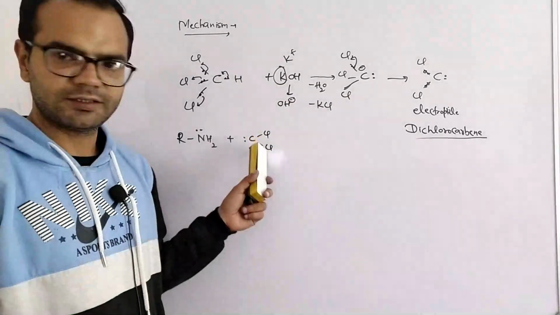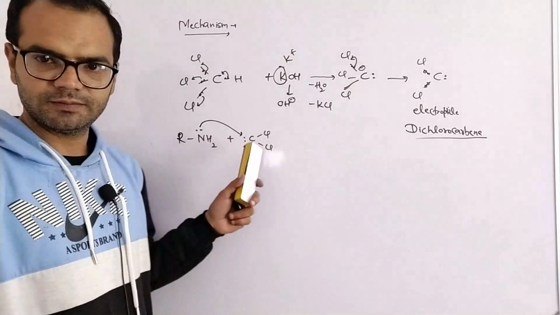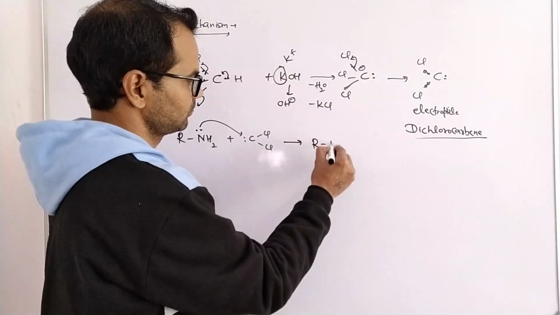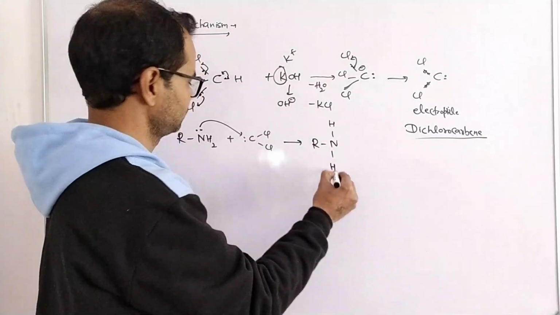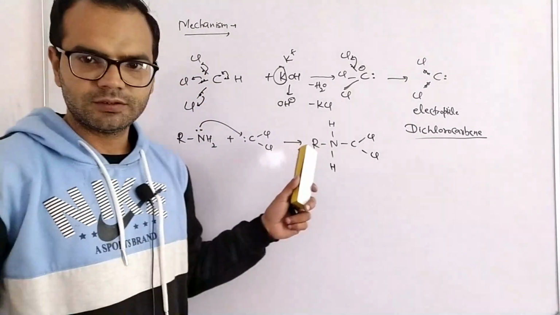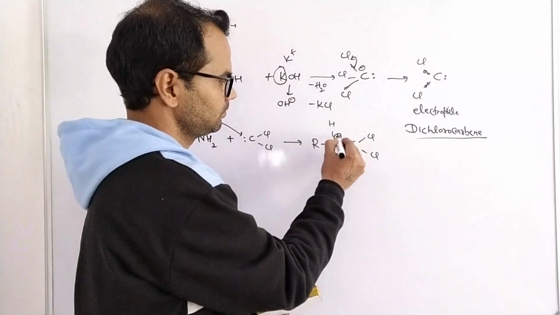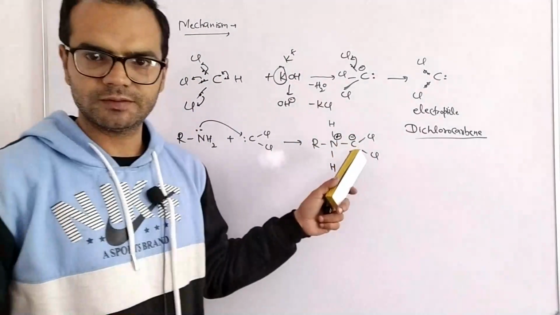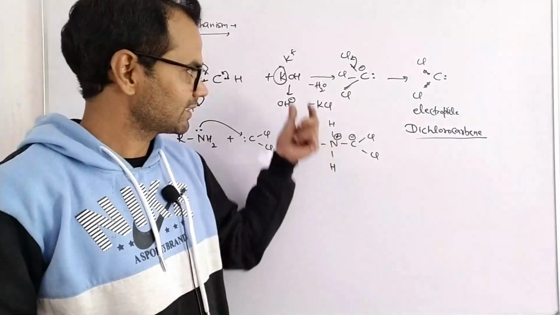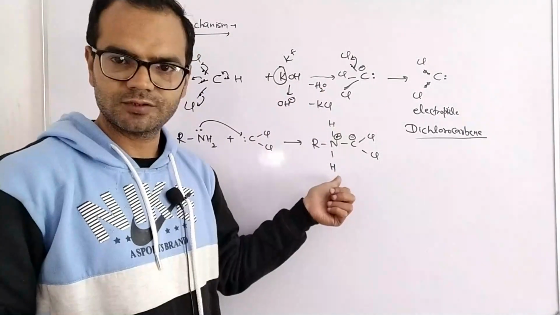So next, dichlorocarbene is an electrophile, electron deficient. This is electron rich, the lone pair is there. So this lone pair is given to this carbon, resulting in the formation of a bond. The lone pair is transferred from nitrogen, so nitrogen will show a positive charge, and the lone pair is transferred to carbon, so carbon will show a negative charge. So it is the intermediate product. Now the reaction takes place in the presence of a basic medium, so one KOH molecule will remove this hydrogen also.